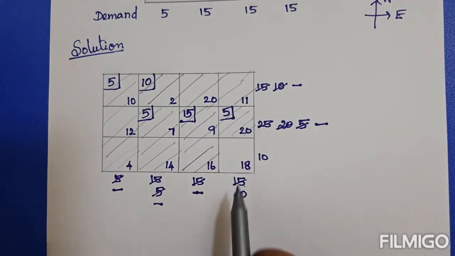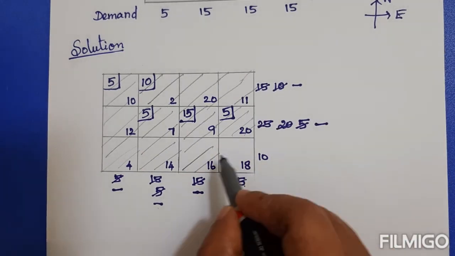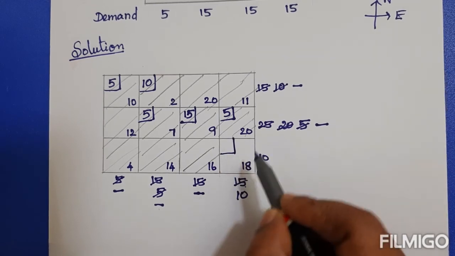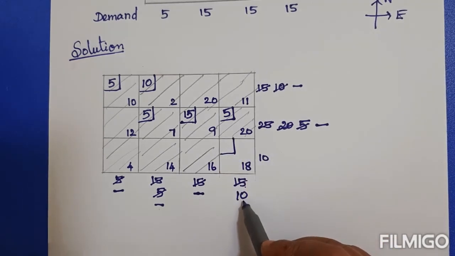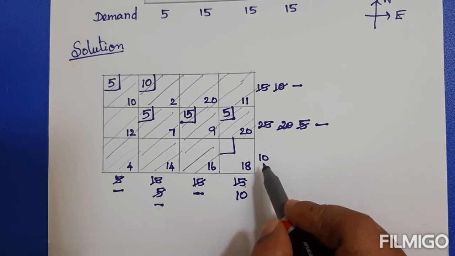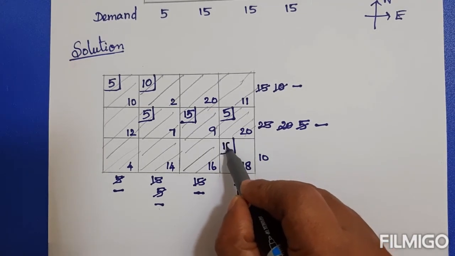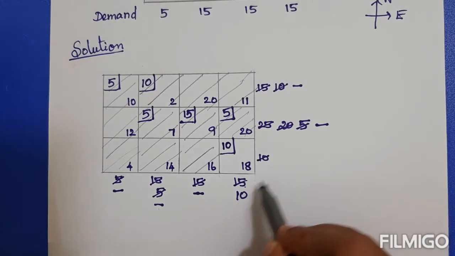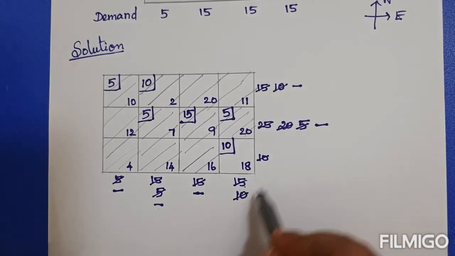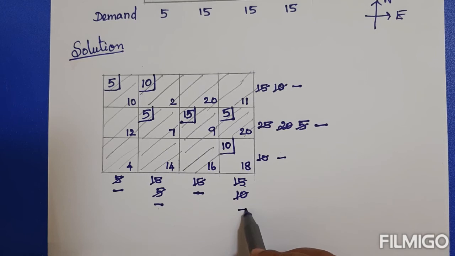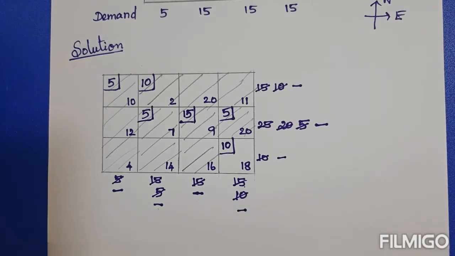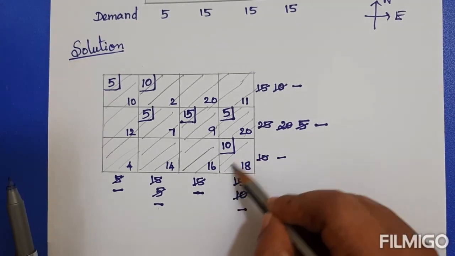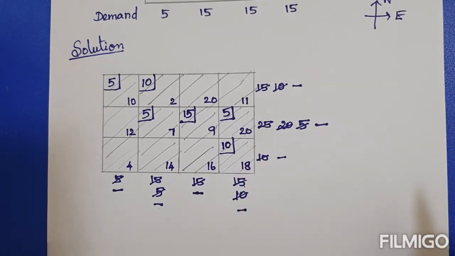Now we are having only one cell. So I made a box here. Here also we are having 10. Here also we are having 10. So minimum among 10 and 10 is 10. So I made this as dash and this as dash. So cross out this cell. Cross out this cell. Now we have to check whether we have done a good job.